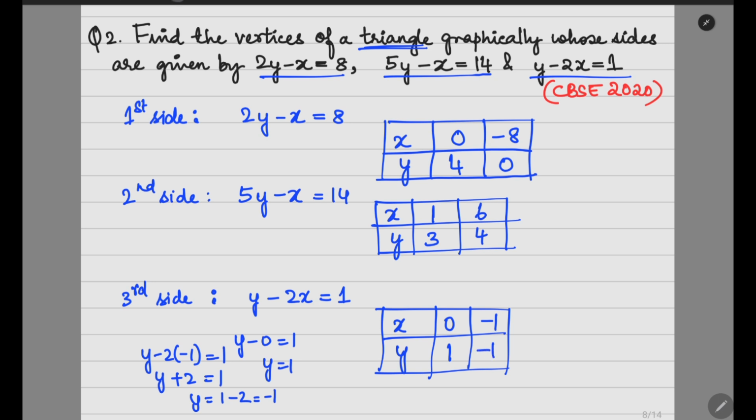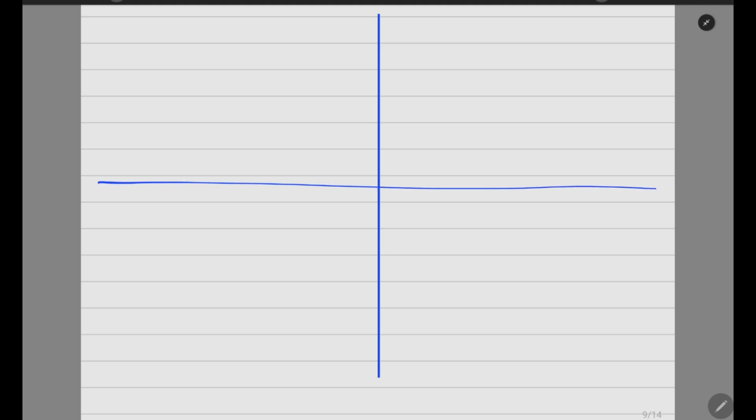So now we have got the points for all of the three sides. Now what you have to do is just plot it. Plot it correctly. If you take your number line, suppose this is your number line. Let me mark it.